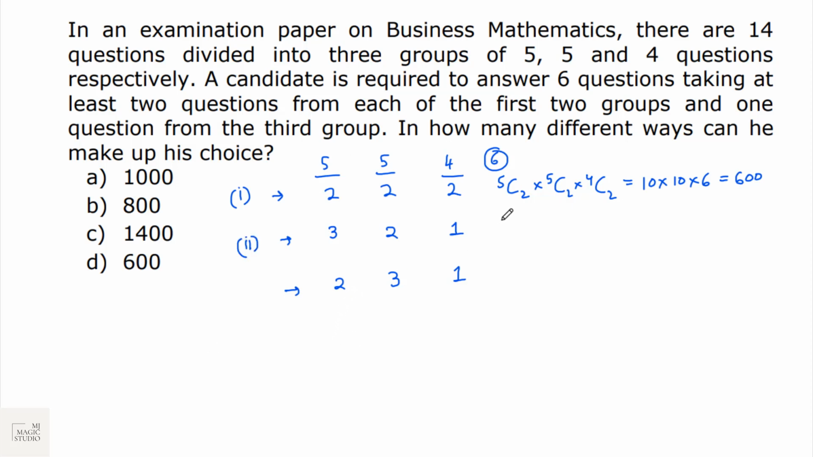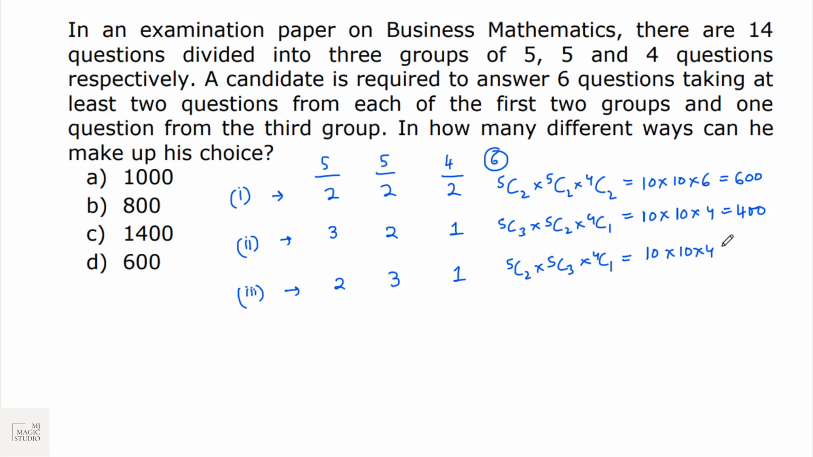Selection way number 2 is 5C3 into 5C2 into 4C1. 5C3 is 10, 5C2 is 10 and 4C1 is 4. That means 400 cases. For the alternative, type 3, 5C2 into 5C3 into 4C1. Again this would be 10 into 10 into 4, that is 400.